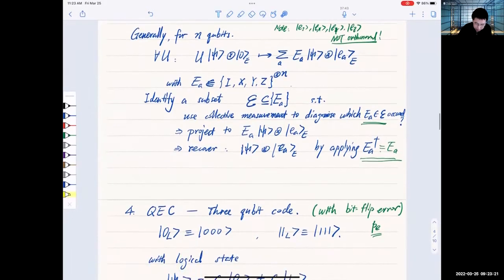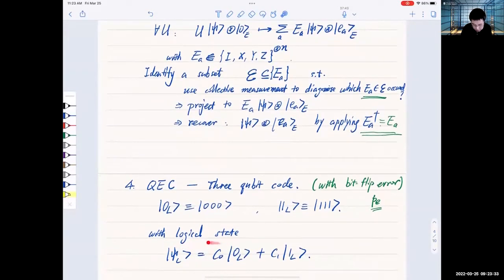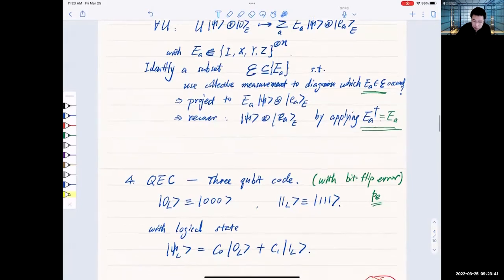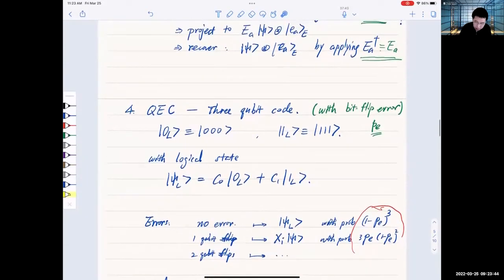In this case, the logical 0 is 0, 0, 0 for 3 qubits, and the logical 1 is 1, 1, 1 for the 3 qubits. Any pure logical state can be written as a superposition of logical 0 and logical 1. Again, very similar to our classical code case. Here we're considering the bit flip error. If there's no bit flip error, then we still maintain our state in the logical space as the original input.